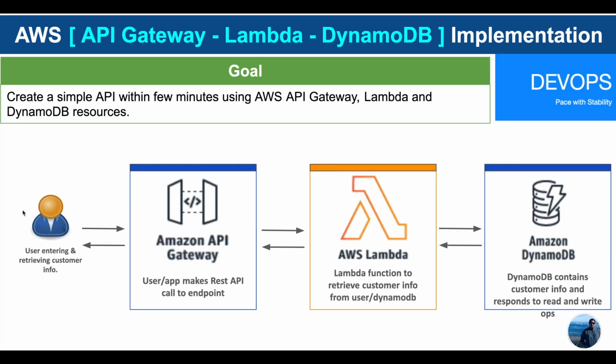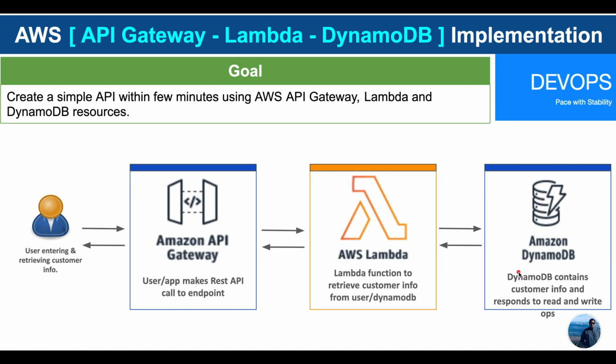Hello, thanks for joining. Today we'll see the implementation and demonstration with AWS where we'll use API Gateway, Lambda and DynamoDB services. Our goal is to create a simple API where a user will enter or retrieve the customer information. The user will use either an application or maybe vehicle commands to invoke the REST API, and that will trigger the AWS Lambda function to either retrieve the information or push the information to DynamoDB. And then DynamoDB is going to contain those records.